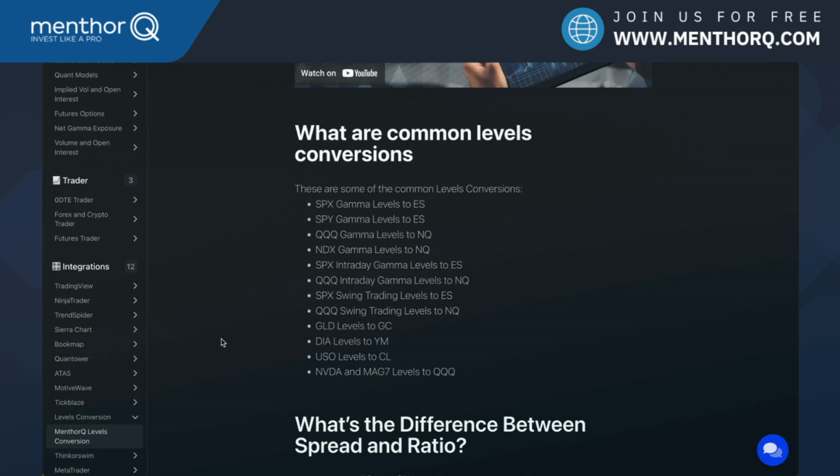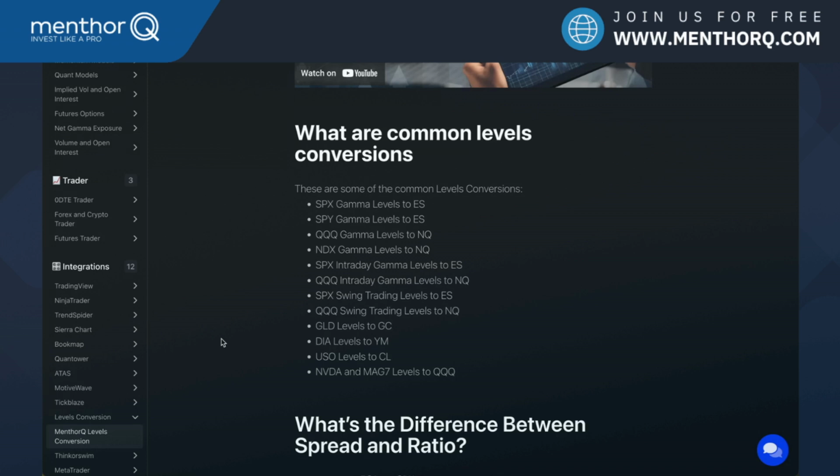But we could also do other types of conversion, like, for example, GLD levels to GC, USO levels to CL, DIA levels to YM. So if you're trading YM and YM does not have gamma levels because there's no option activity, you can still use the DIA levels, which is the relevant ETF for YM. But again, we are very flexible. The indicator allows you to do actually any type of conversion that might be relevant for you. For example, let's say that I'm trading QQQ or NQ, and I want to use the levels coming from the MAX 7. So I could convert, for example, NVIDIA intraday levels to QQQ or NQ.